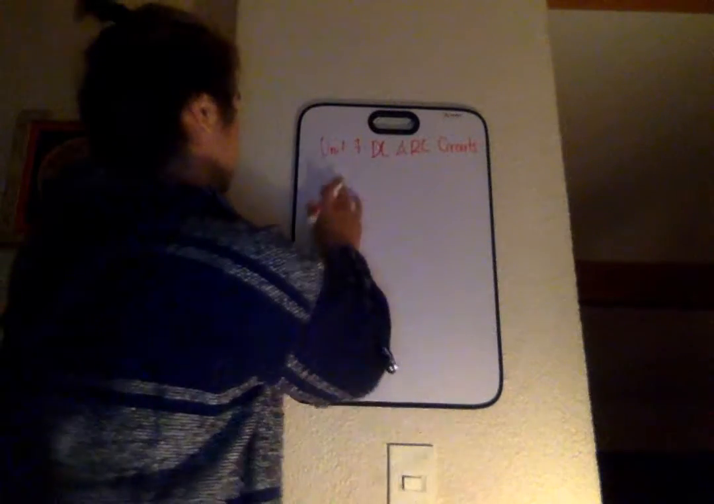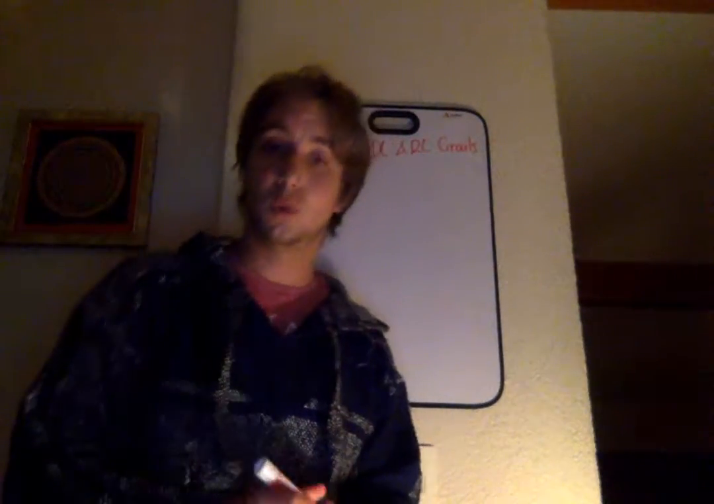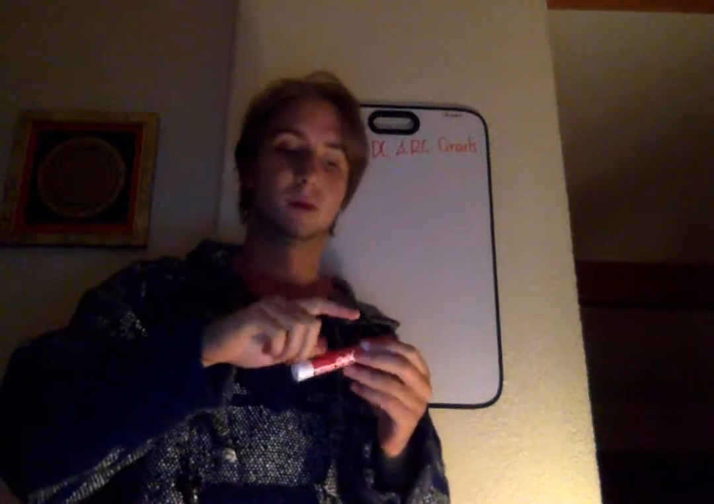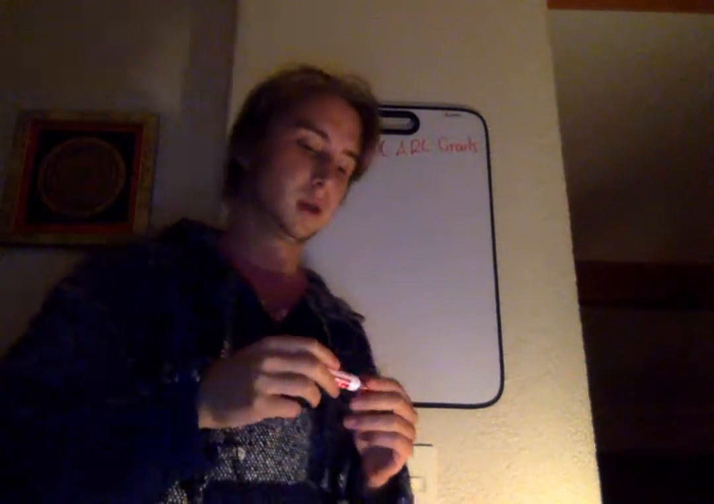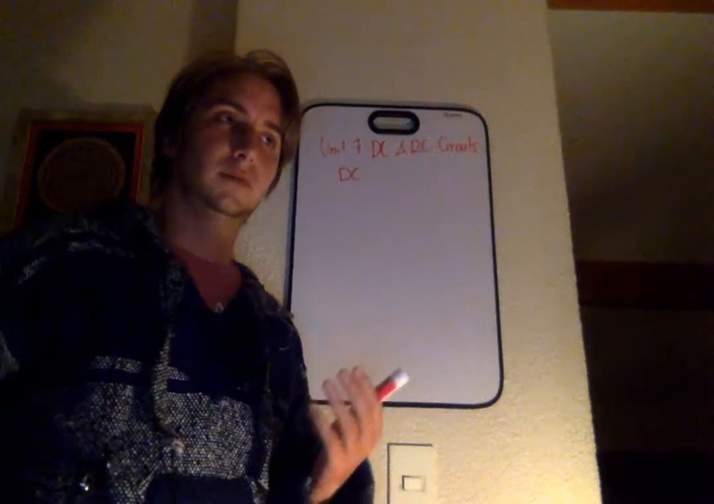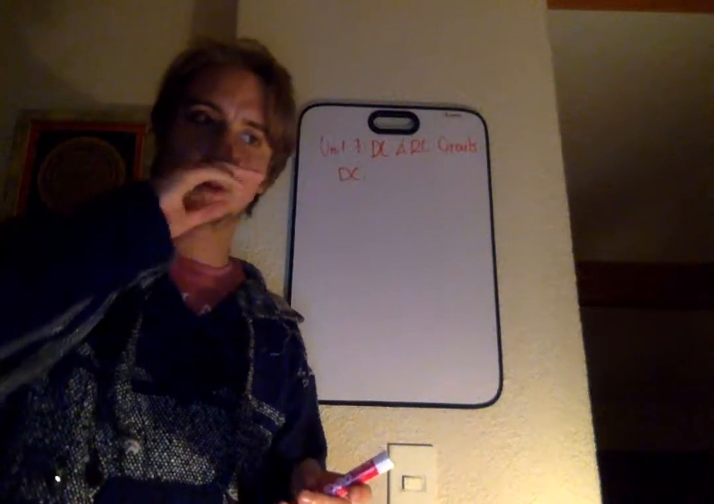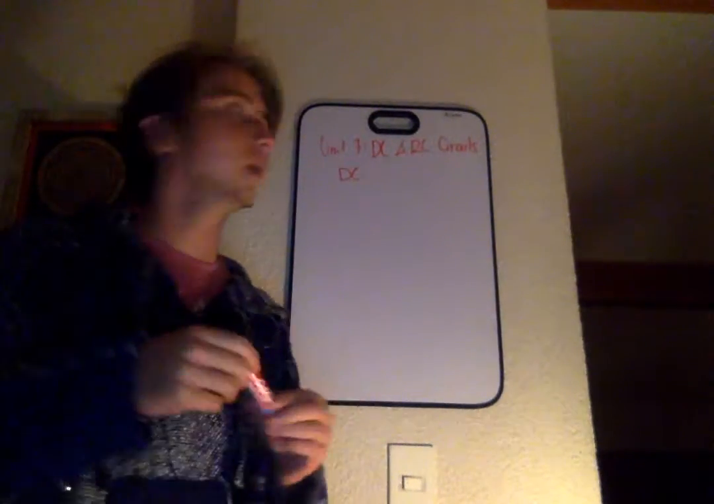And what's the difference between a DC and an RC circuit? The DC circuits are circuits that always have the same current flowing around them. So it's like if nothing was stopping the electron flow in the circuit.